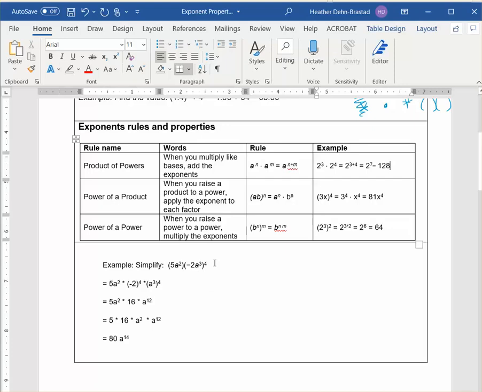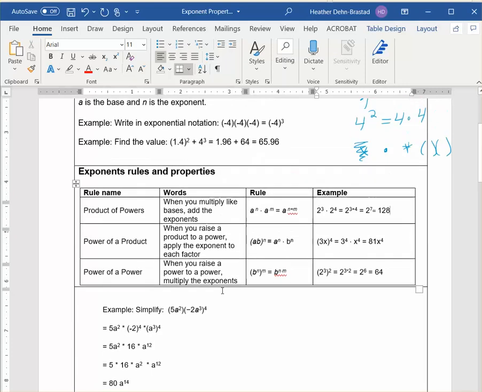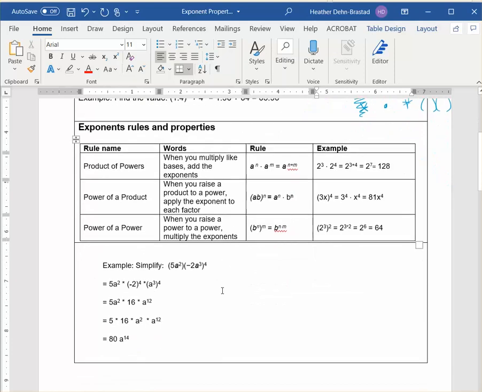You need to simplify this part before you deal with the 5a squared part. So you'll see the first thing that I did is I used the power of a product rule. That will be -2 to the 4th power times a to the 3rd to the 4th power. And then I evaluated -2 to the 4th, because that is just -2 times -2 times -2 times -2. And that would be 16.